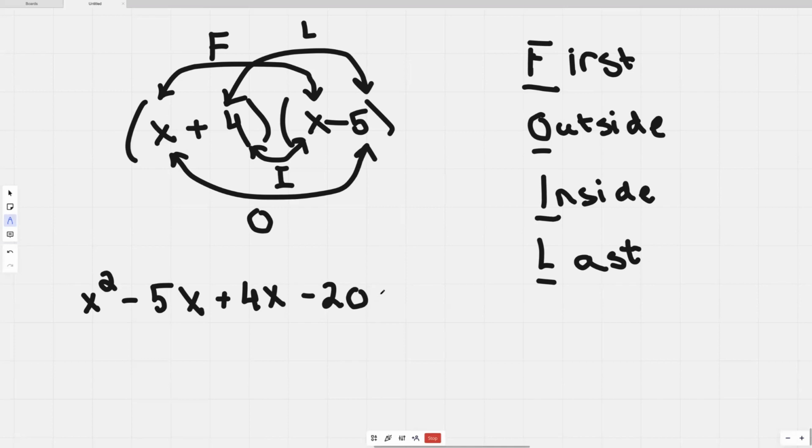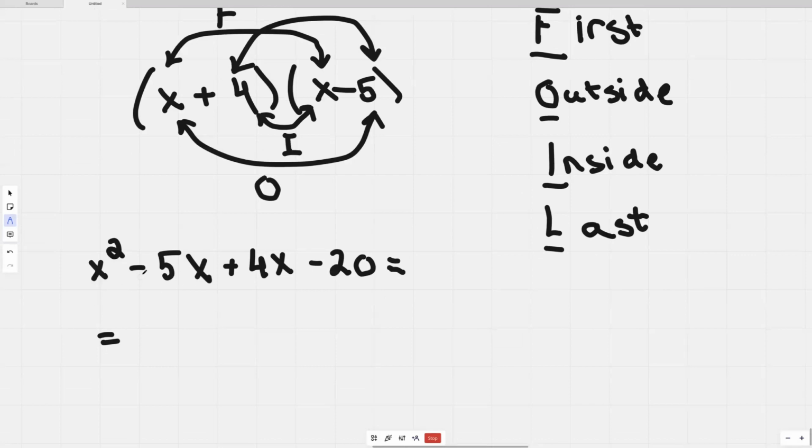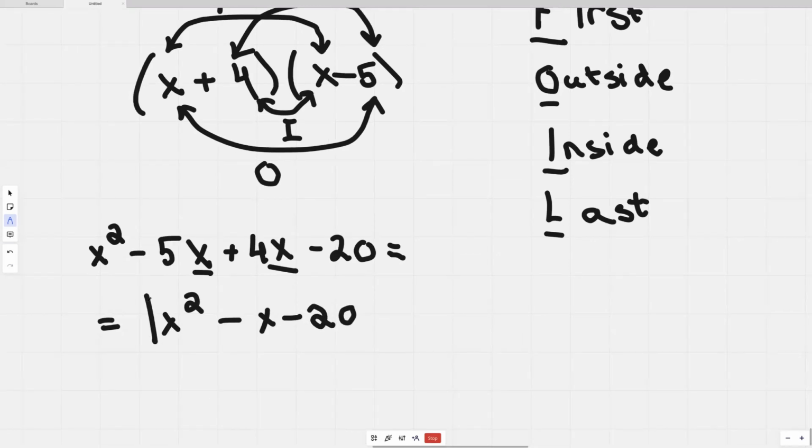So then we have to simplify it, as the question says, simplify it as well. And then we have like terms, x and x here. So -5 and +4 will give us a -1. And then x squared - x - 20 will be our final answer. And that's it for question number 2.